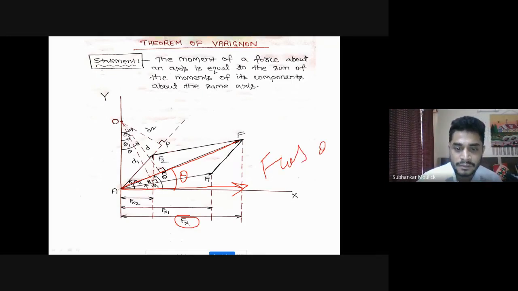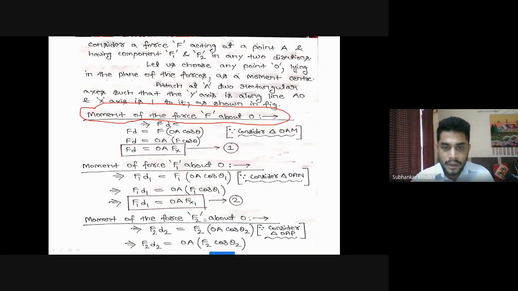So in place of F cos theta, I am writing Fx. So my final equation becomes F into D is equal to OA Fx, equation number 1. Any doubt in equation number 1? No, sir.